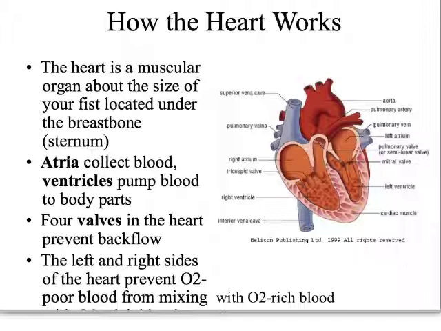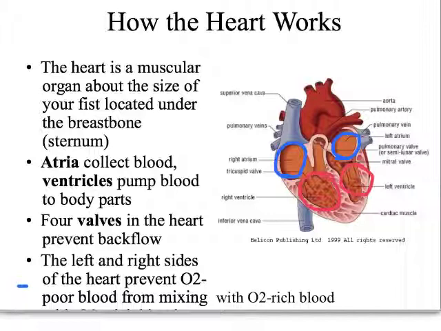Now, like we had said before, the atria, these guys here, the right atria and the left atria, are going to collect blood from the different organs in the body. And the ventricles are going to pump blood to particular organs of the body. So the ventricles do the pumping out to the body, and the atria gather the blood from the body.